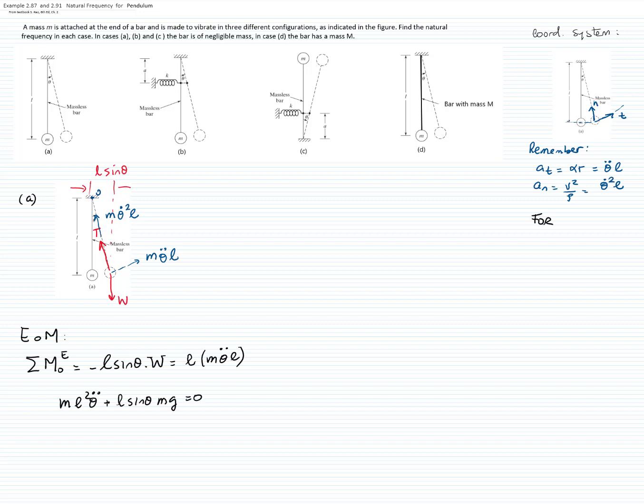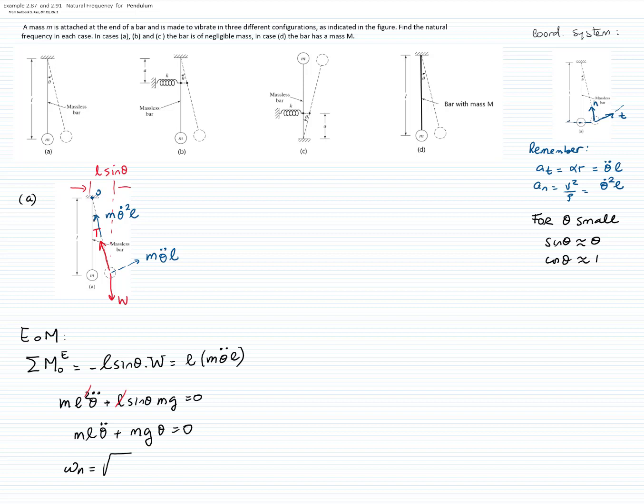And then remember that for small angular displacements, sine of theta is approximated to theta, and cosine of theta is approximated to 1. So we can write our equation of motion in this form. And as you see here, m cancels out as well, and our natural frequency becomes the square root of g over L.